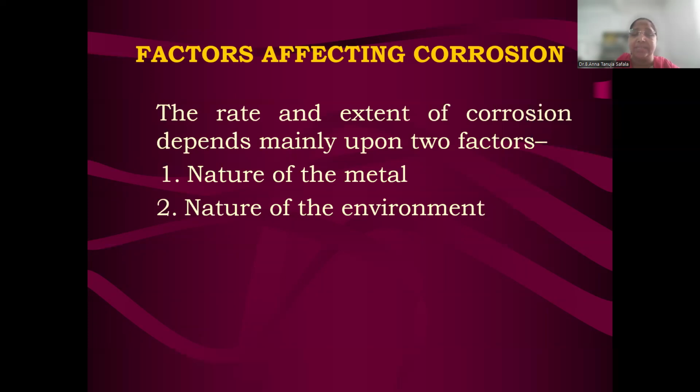So, the first one is the nature of metal. Broadly, the nature of metal can influence the rate of corrosion. Similarly, the nature of environment can influence the rate of corrosion. The nature of metal in turn depends upon many other characteristics of the metal, which we will be learning elaborately during this lecture. So first we'll have a look at the factor nature of metal, and how various characteristics of metal can influence the rate of corrosion.